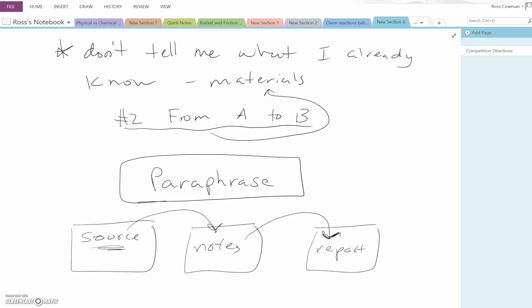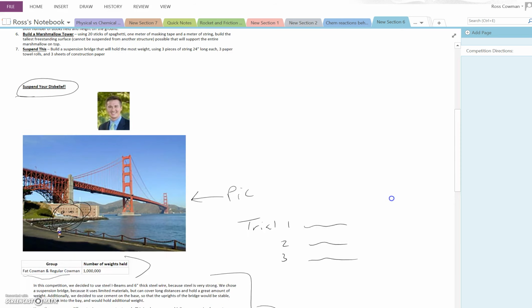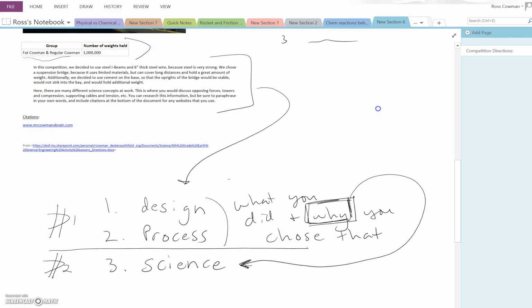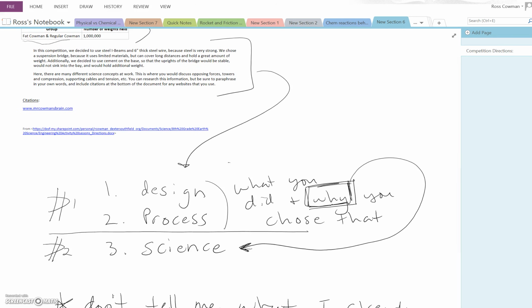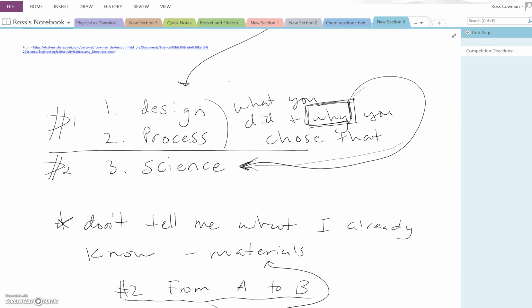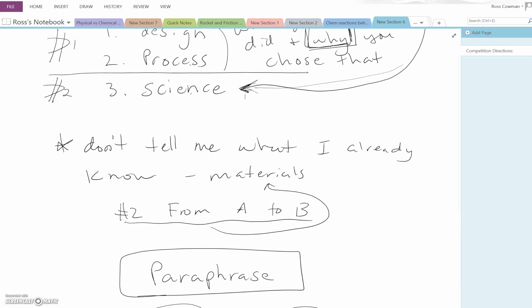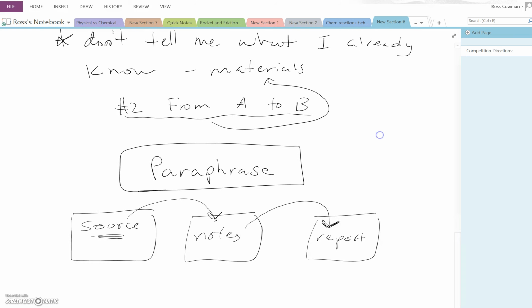So really, just to recap everything, don't forget to have a title, a picture, and a data table. Your written summary will talk about design, process, and science. Those can be split up neatly into 2 paragraphs, or they can be woven together, because as you're talking about your design and why you chose that design, the reasons might be the science. So they could all be interwoven together in a couple paragraphs. Don't tell me what I already know, specifically relating to materials, and make sure to paraphrase.